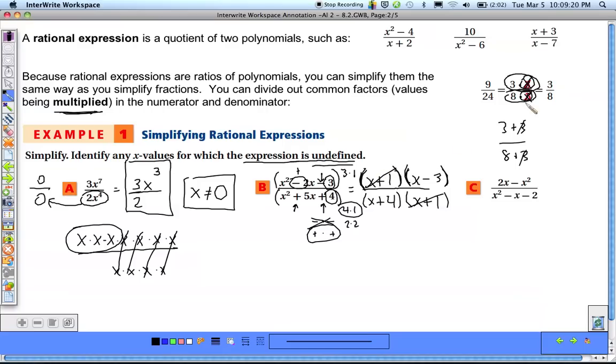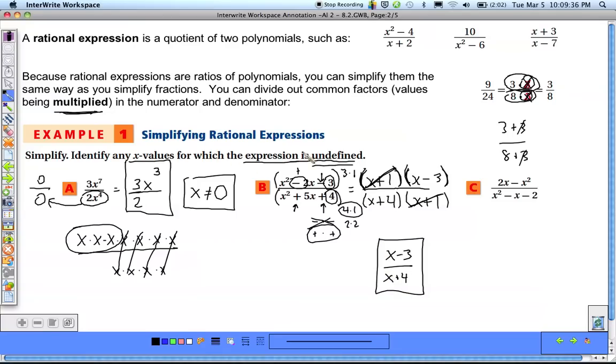It's almost like we're canceling out the 3 and the 3 up here. Instead of trying to just cancel out part of the trinomial, we're actually canceling out the entire binomial, leaving us with just x minus 3 over x plus 4. There's our simplified rational expression.